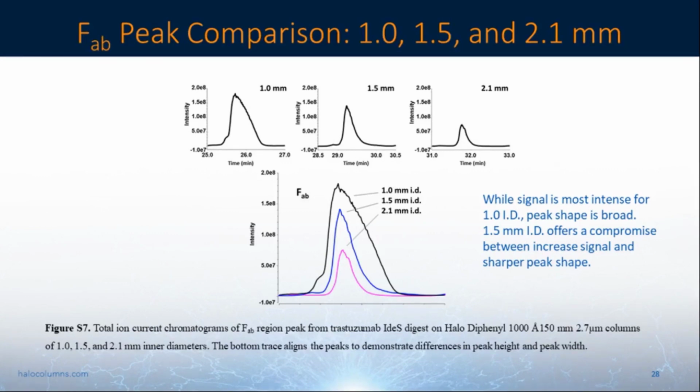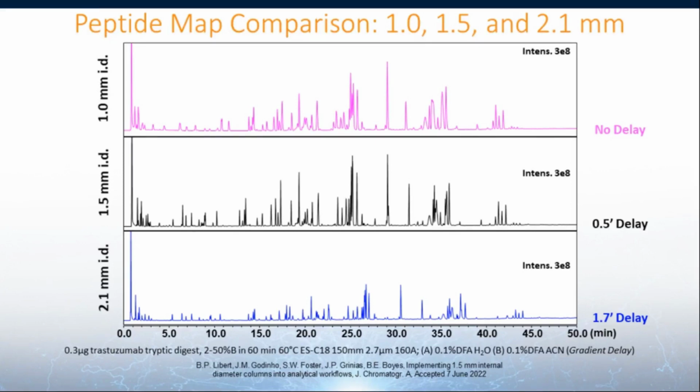Now I'd like to discuss a peptide map comparison showing the 1.0, the 1.5, and the 2.1 millimeter ID Halo 160 angstrom ESC18 columns. So the pink trace, we had implemented no delay for the 1 millimeter ID. There was a half-minute delay used for the 1.5 millimeter ID column, and a 1.7 minute delay used for the 2.1 millimeter ID column. These are all scaled to the same intensities, and you can see how the peak intensities are increasing as we decrease the column ID.